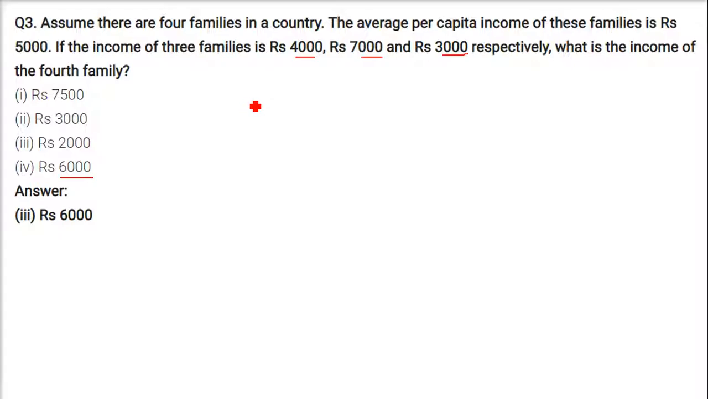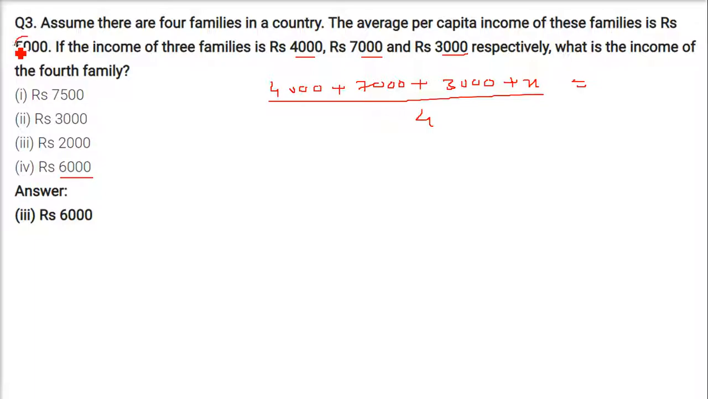It is like this. What is the average? How do we compute the average? It's adding all these, that is 4,000 plus 7,000 plus 3,000 plus x. We don't know the fourth one, so we are just making it as x. And we divide it by 4. And this should come to be 5,000. The average has to become 5,000.